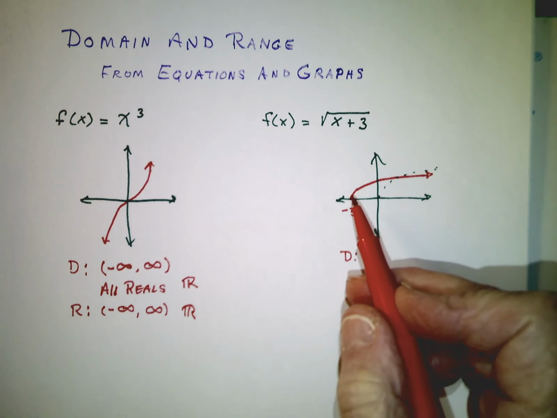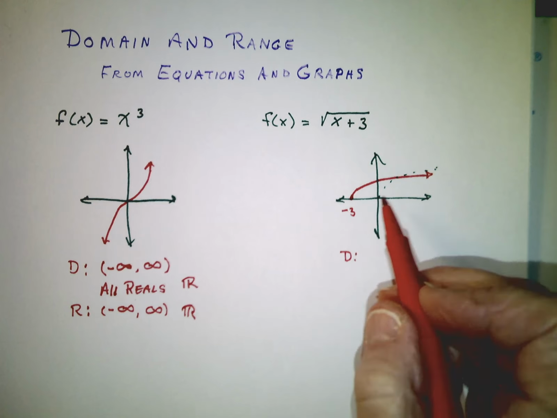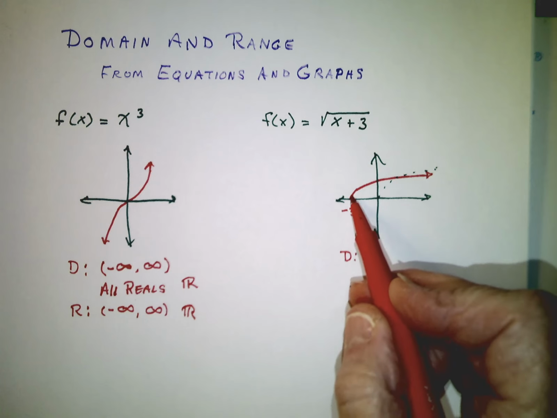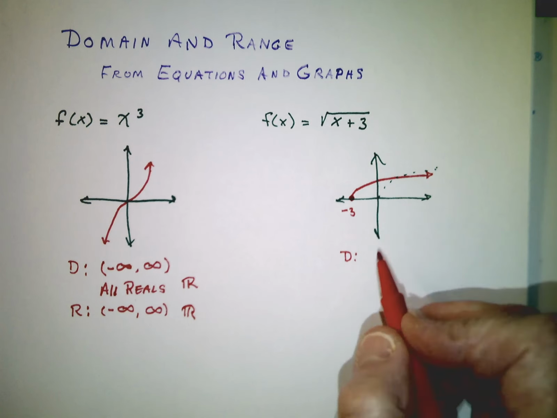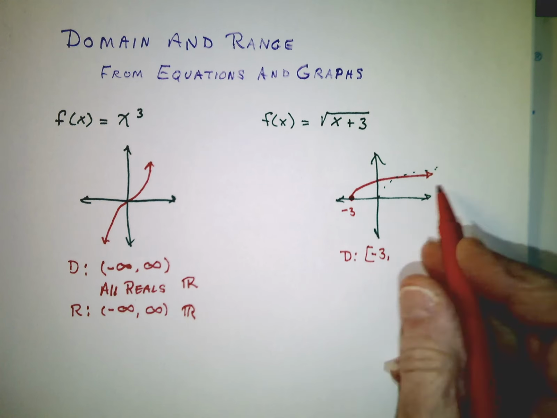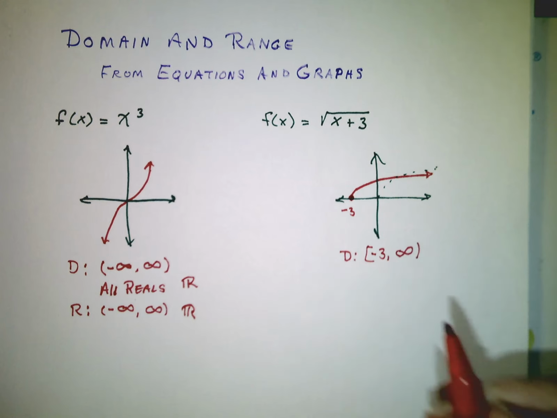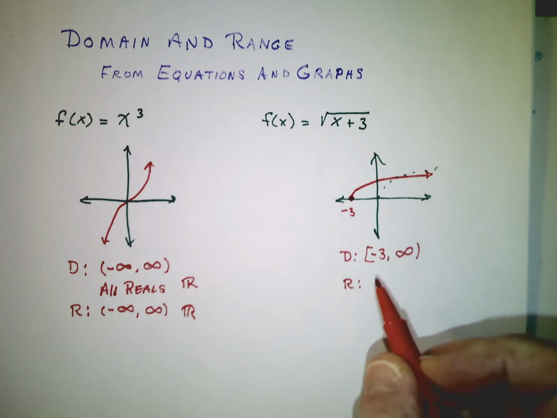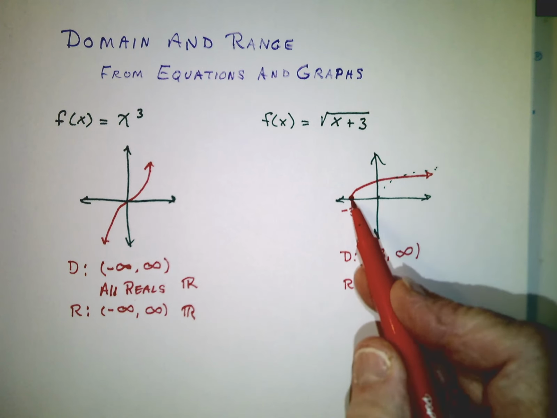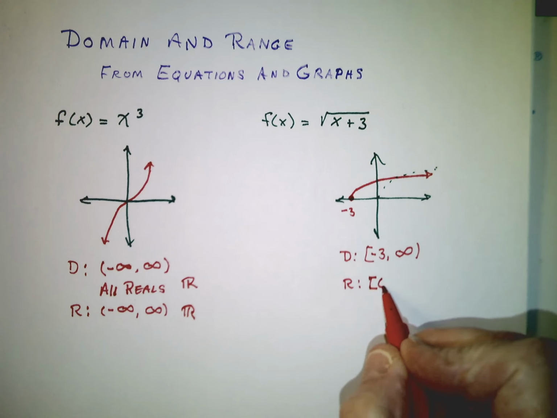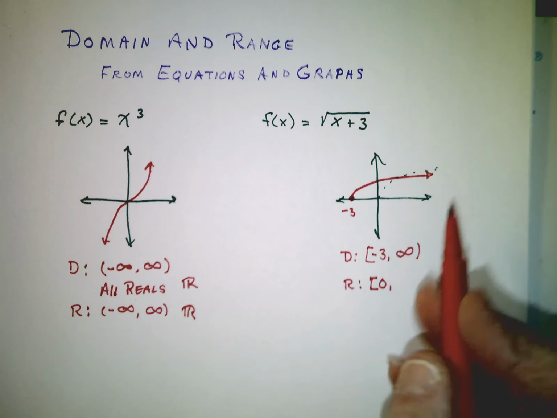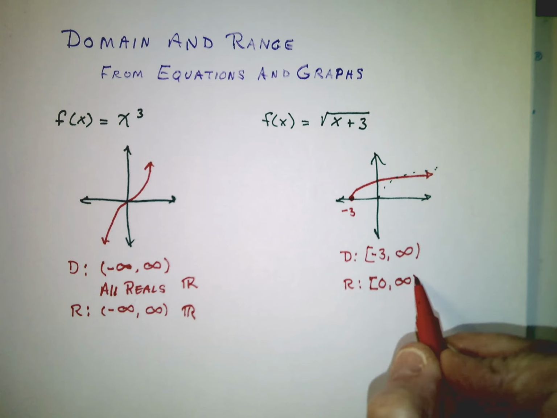So how low do the x's go? What is the lowest x value that we have? Well, it looks like it's a -3, and we do have an endpoint right there, solid dot on -3. So we could use interval notation, and they go on forever to the right. The range, how low do the y values go, and how high? Well, the y values don't go any lower than 0. And although they are climbing very slowly, they are climbing, and they will go on forever.